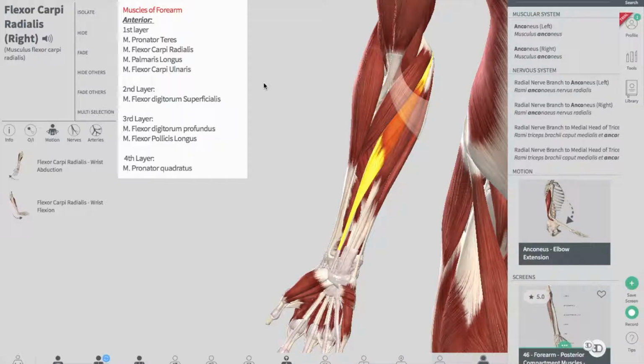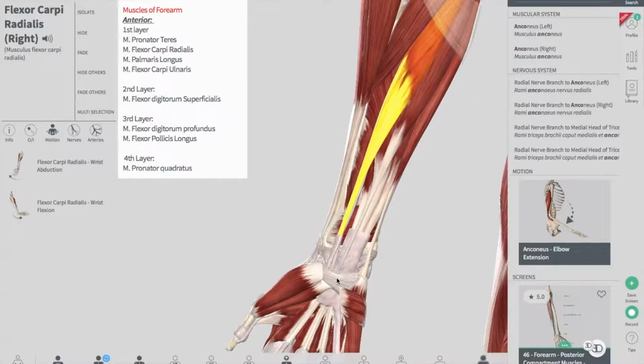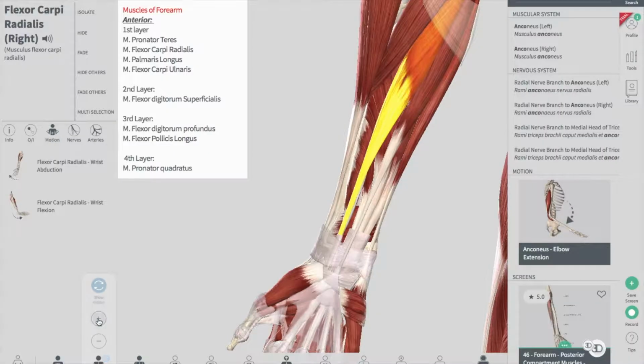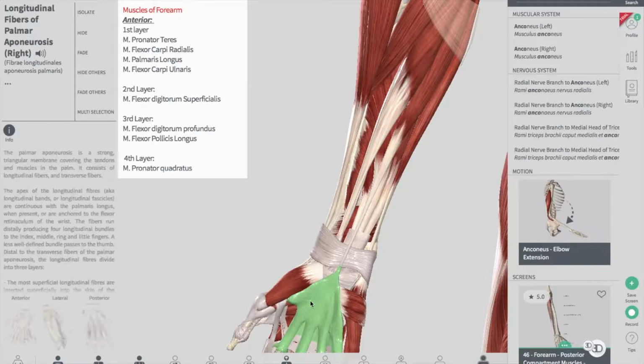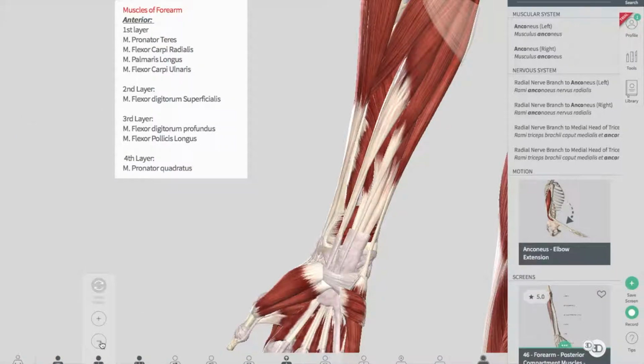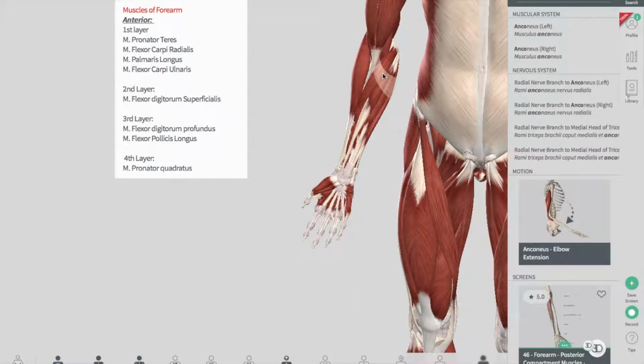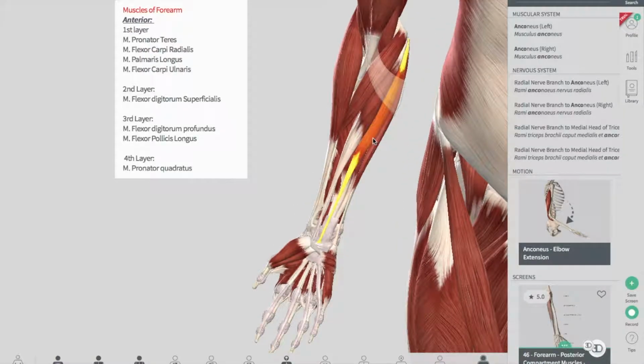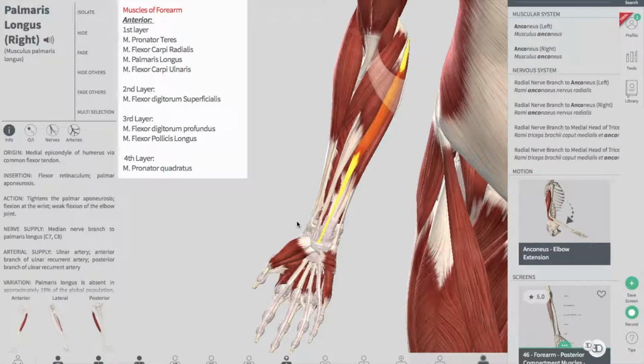Musculus palmaris longus originates from the epicondylus medialis, and inserts at the aponeurosis palmaris. That's going to be a tendon sheet. Let's see if I can bring it up. Here you see it, the tendon sheet on the hand. So I'm going to remove them again. And this muscle is actually only responsible to flex the hand forward.